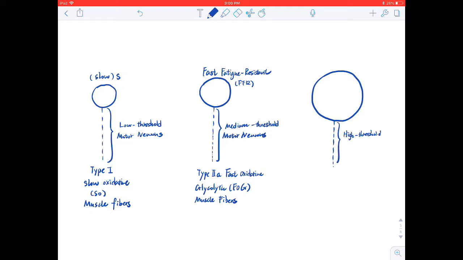Type 2A muscle fibers possess speed, fatigue, and force production capacities somewhere between type 1 and type 2X fibers. For this reason, type 2A fibers are also called intermediate fibers.